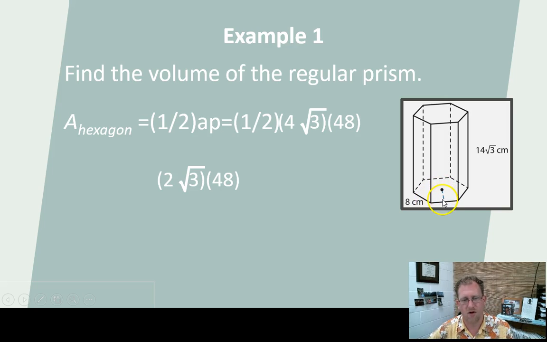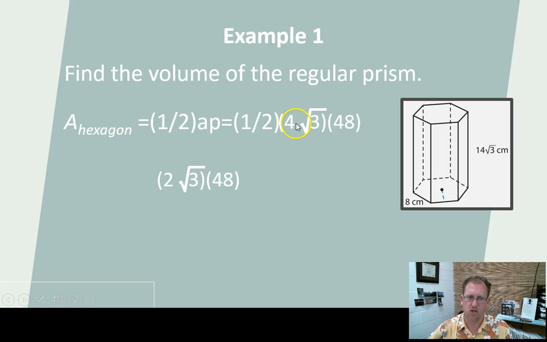And what's this long leg? Well, in a 30, 60, 90, the long leg is radical 3 times the short leg. Remember that? So 4 radical 3 is my apothem. That's what this would be right here. And the formula for the hexagon is 1/2 times apothem times perimeter, 1/2 times 4 radical 3 times 48.